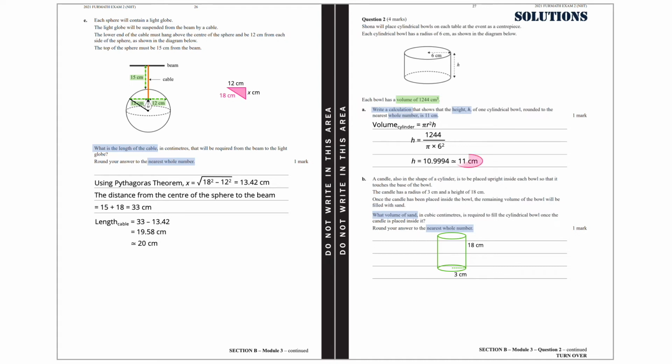Notice that the height of the cylindrical bowl is 11 centimeters, so the sand is going to go up only to the height of 11 centimeters. So the volume of sand equals the volume of the bowl minus the volume of the candle. That is 1244 minus pi times 3 squared times 11, and that equals 933 cubic centimeters.